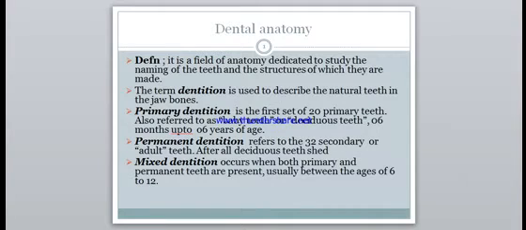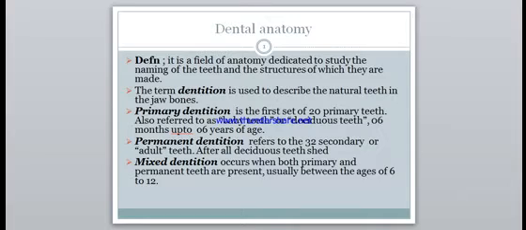Hello students, we are done with ENT and now we continue with dental cases. Let us start with dental anatomy.